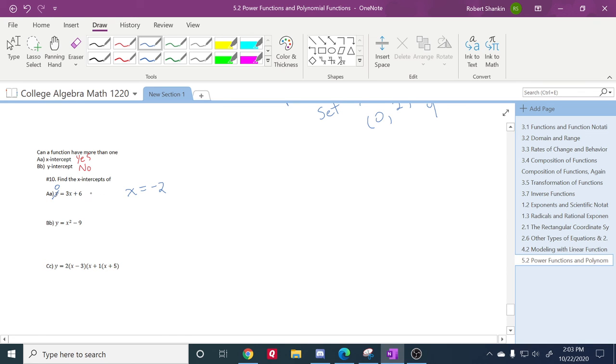Now, the format I'd like you to use for the x-intercept is I want you to give me both coordinates of the point. So, the x-intercepts for A, some people will say, oh, x equals -2, that's the x-intercept. Instead, I want to have the point (-2, 0) as the x-intercept. Okay. Now, for the other ones, we do exactly the same thing. We put 0 in.